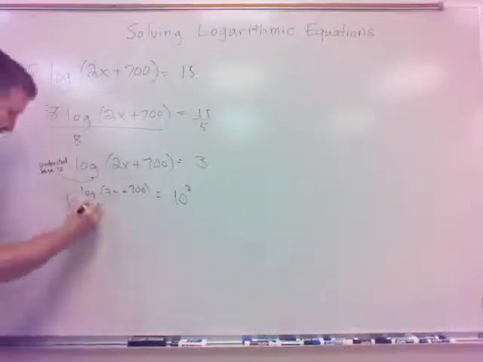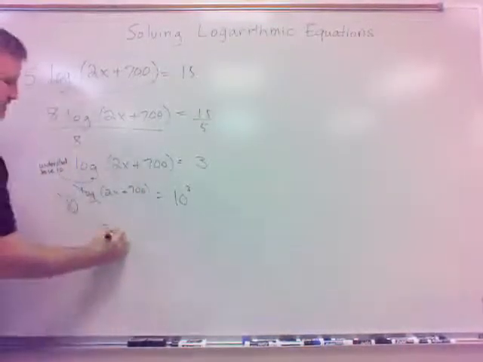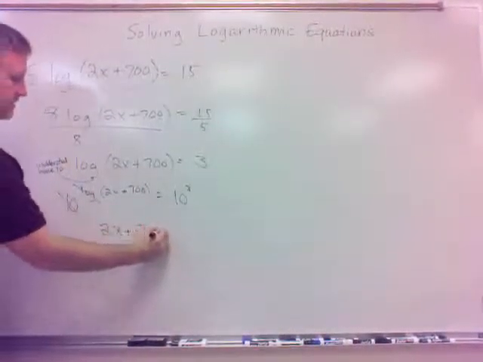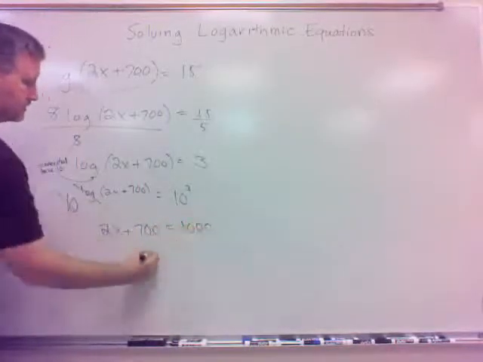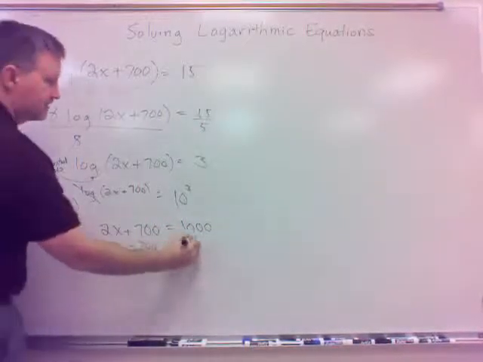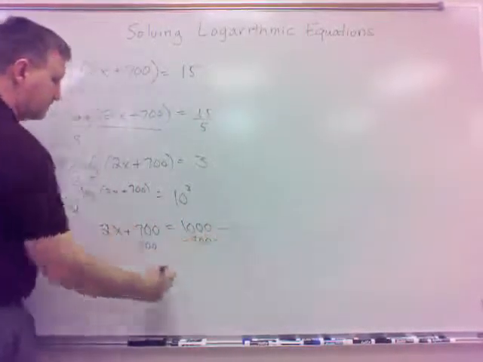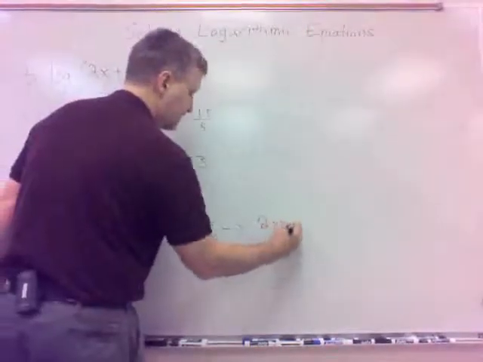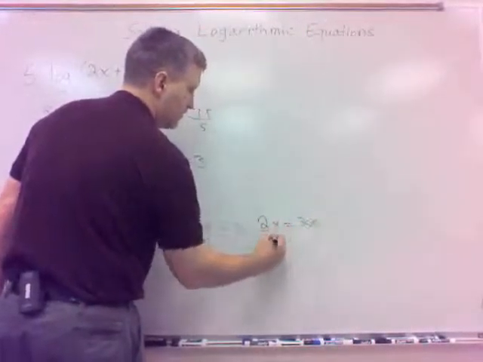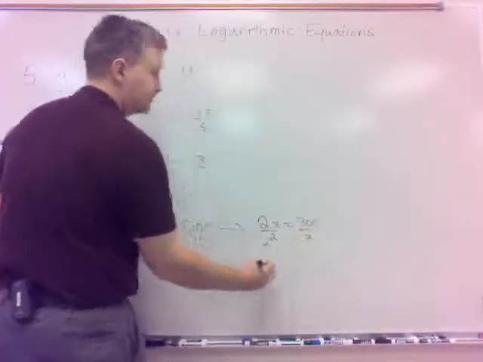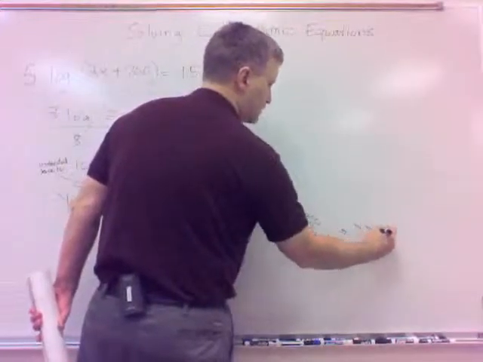Yeah, and then the 10 and that log cancel out. So we have just 2x plus 700 equals 1,000. Subtract 700. So that'll be 2x equals 300. Divide by 2, and we got x is 150.